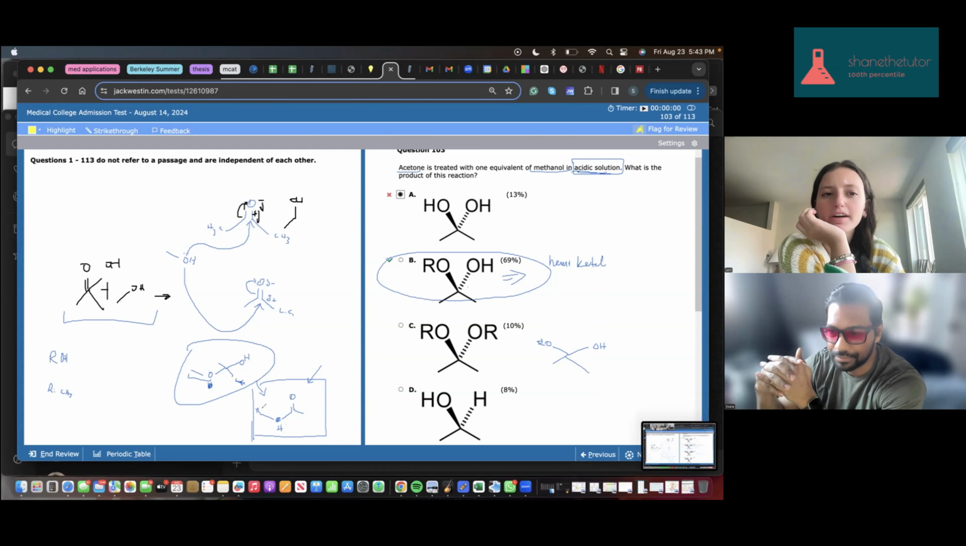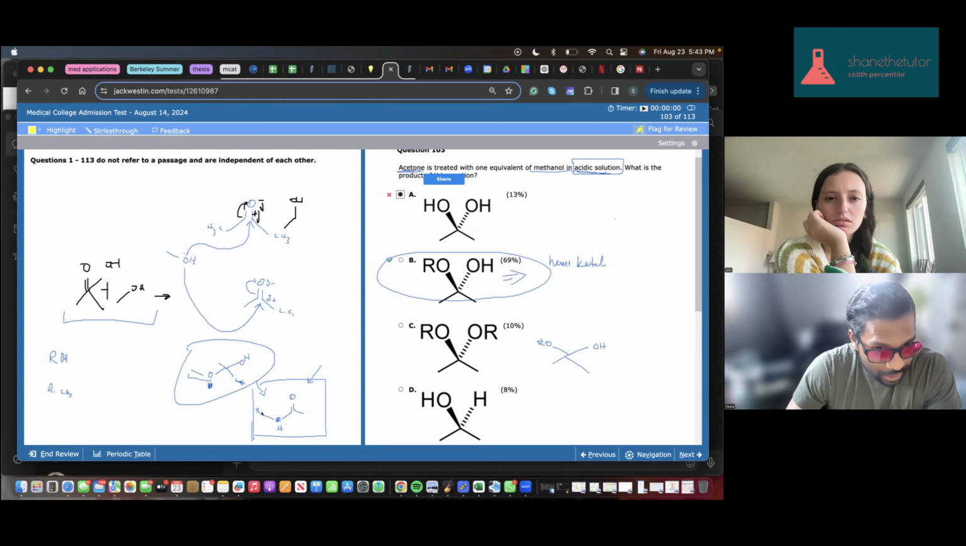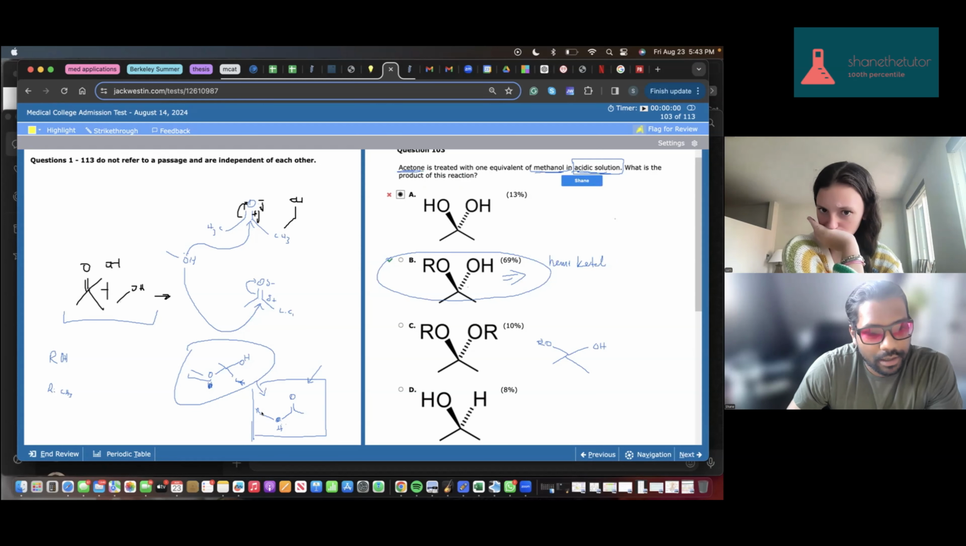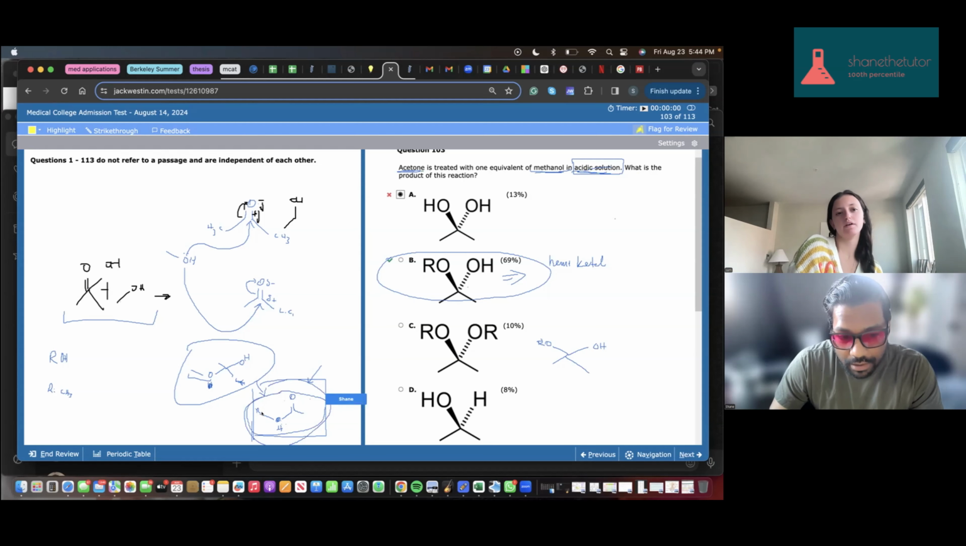If I got another question like this, how would you approach it? So I would first take a look at the acetone and the methanol, and I would end up with something like this, right? And I guess, two things. One, if you read that it's in an acidic solution, then you're going to go at it that way. I missed that at first, so I just drew this product. And that's the product.